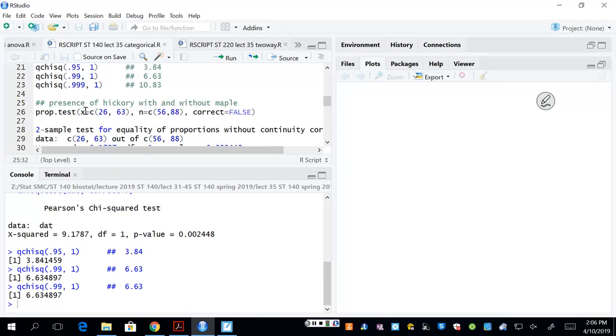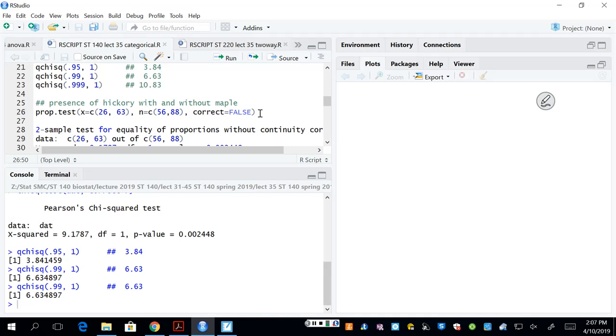If we wanted to implement in R the 2 sample test of equal proportions, now these are all ways of getting at the same information. It's going to be the same conclusions, a lot of the same results, but depending on how you look at it, different ways. So these would be the data if you're looking at the presence of hickory with or without maple. There are 56 times with maple and 88 without. With maple there were 26 hickories, and without maple there were 63 hickories.